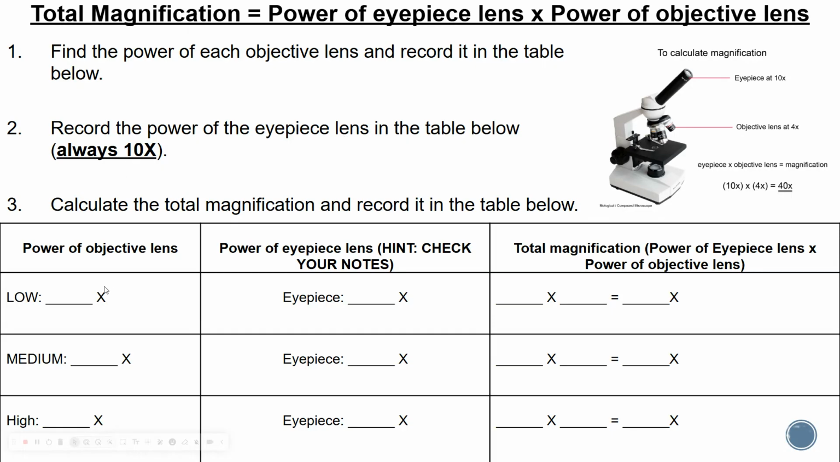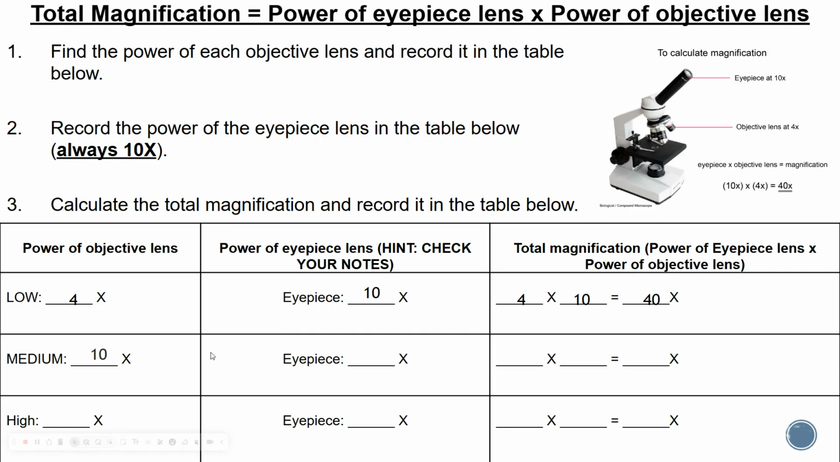Suppose you want to find the total magnification at low power. At low you have 4 times. The eyepiece lens is always 10, so your total magnification is 4 times 10, which is 40. You can try the medium and high based on the previous information you had been told. Pause the video, try it yourself. After unpausing the video, this is what you should have gotten as your answers.